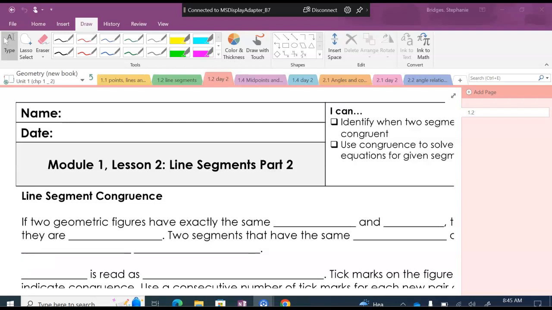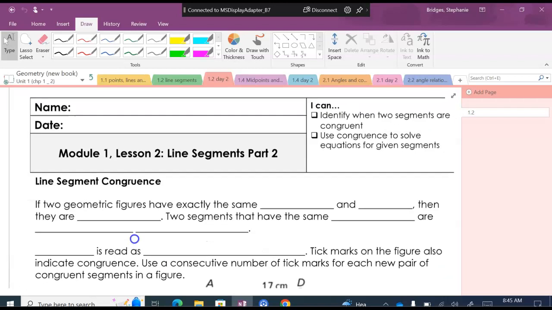Everybody ready? Yesterday we talked about line segments and the segment addition postulate, where we were able to add two segments together to get a bigger one, or we were given the big one and would subtract to get one of the smaller ones. So today we're still talking about line segments, but something just a little bit different.